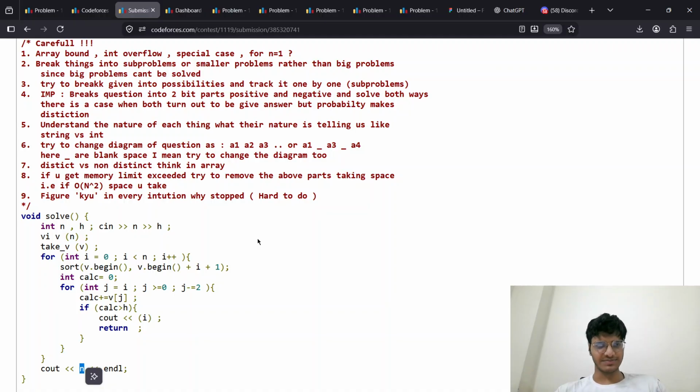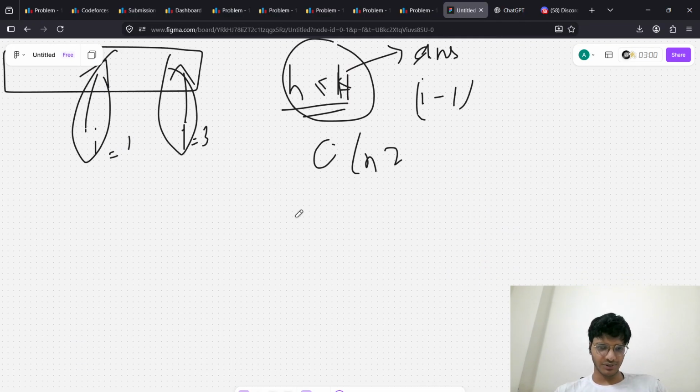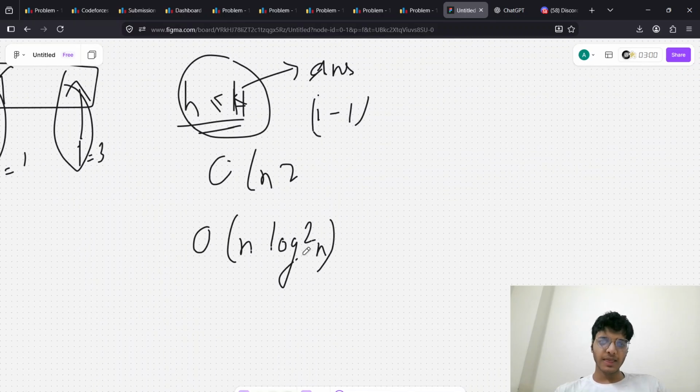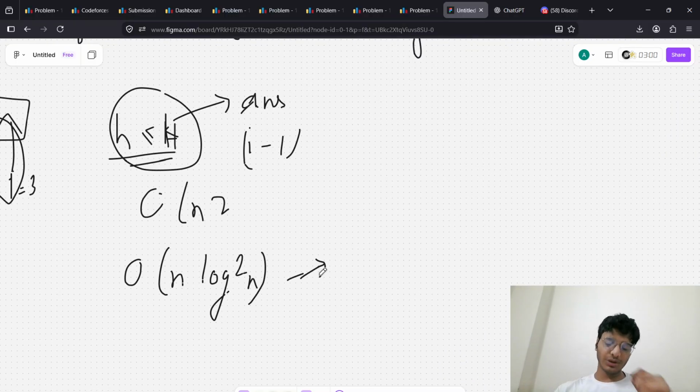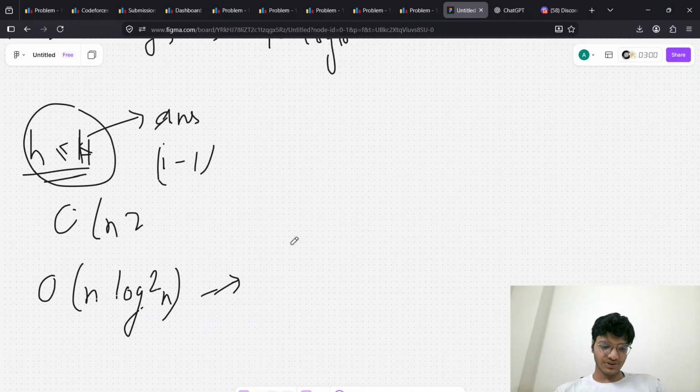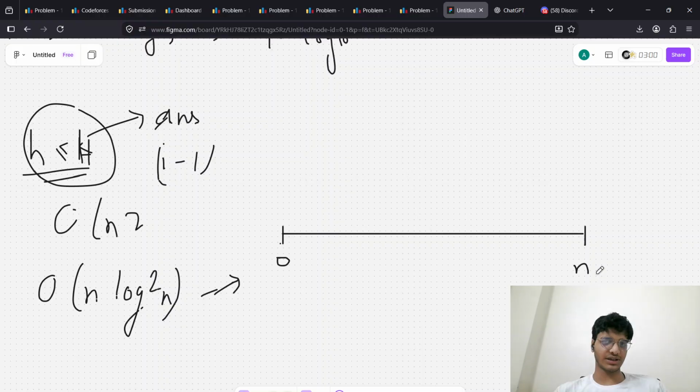But can we optimize? Yes, we can optimize it too. I have already told you that we can optimize it to order of n log square n. So how can we optimize? The optimization works like this: since we know that from 0 to n we have to find out which k gives the best optimal value. Let us suppose this k gives us the best possible value, but k plus 1 doesn't work at all.